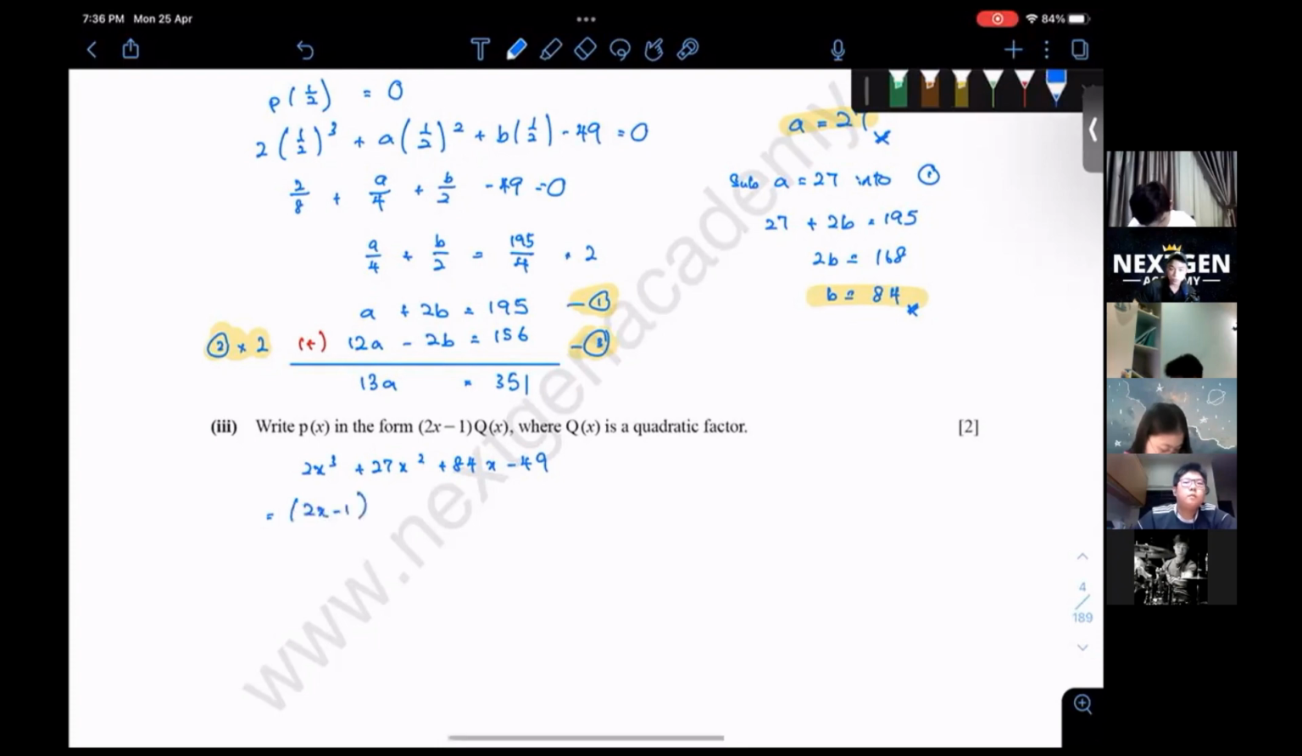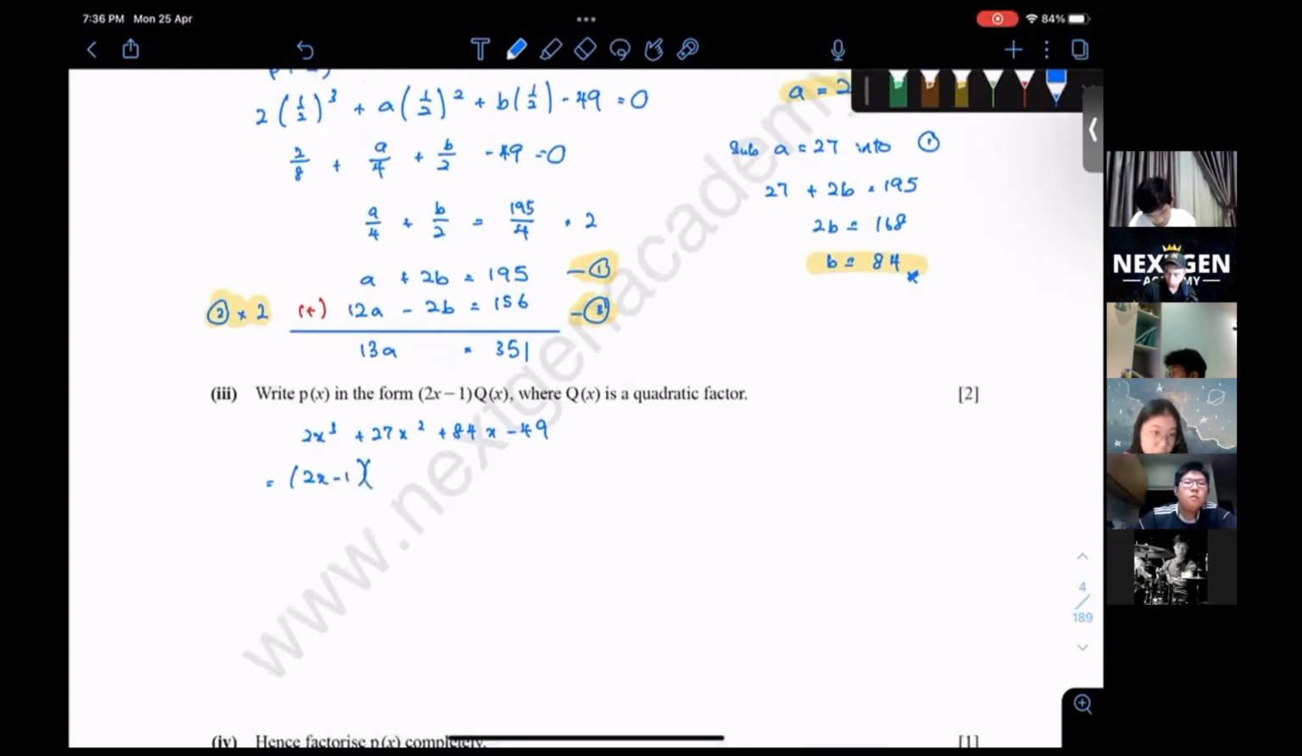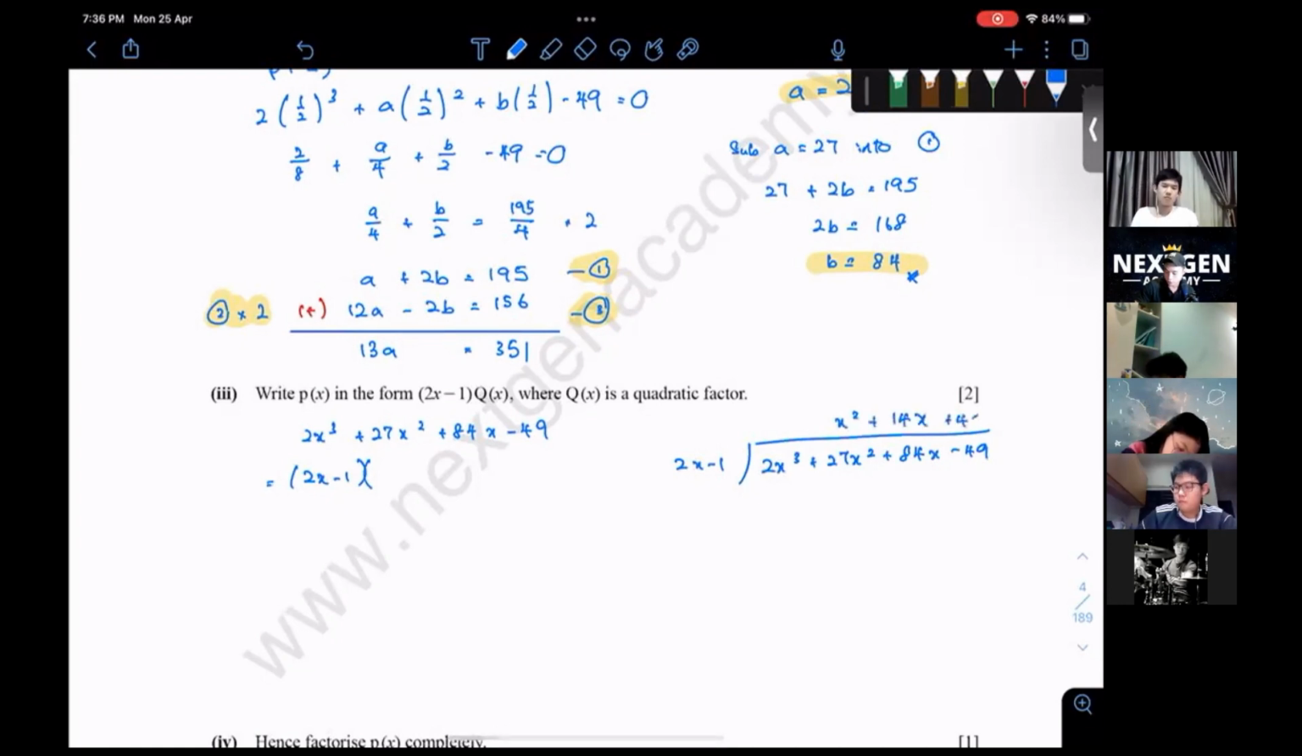So here is 2x minus 1, then we know it's multiplied by something, right? So 2x cubed plus 27x squared plus 84x minus 49 divided by 2x minus 1. To save time, I will just write the answer. You should get x squared plus 14x plus 49. Make sure you present it like this, x squared plus 14x plus 49. Just stick with the long division method.